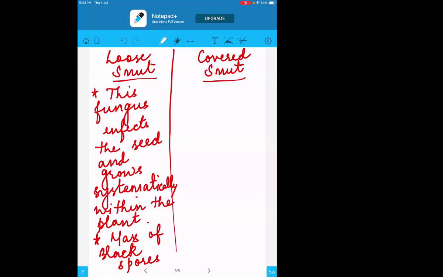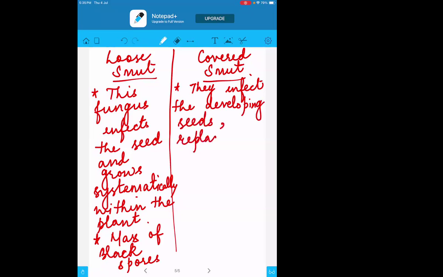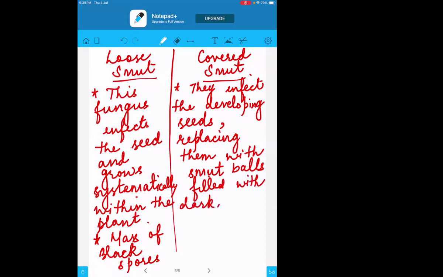Whereas in the case of covered smut, they infect the developing seeds, and then they replace them with smut balls filled with dark powdery spores.